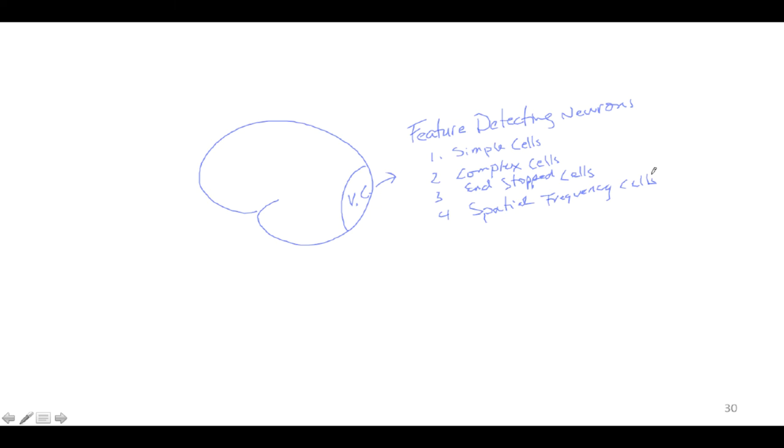These are all important steps in the process of seeing, and yet they don't let us actually figure out what we're looking at yet. To do that, we're going to have to take a look at other areas of the brain.